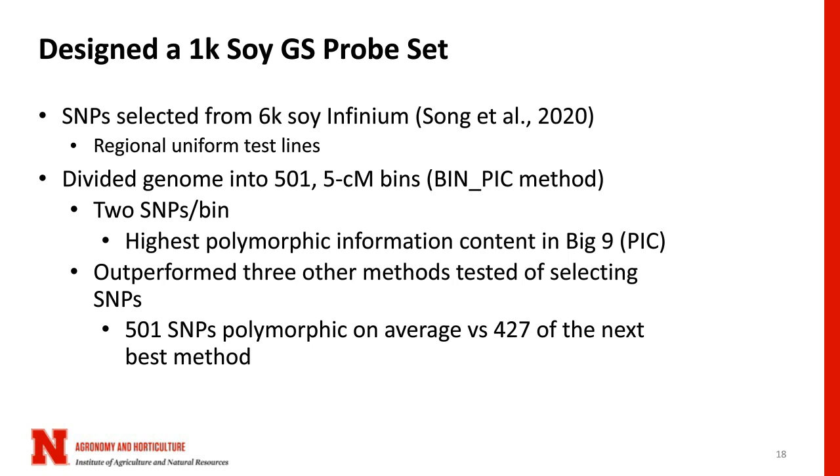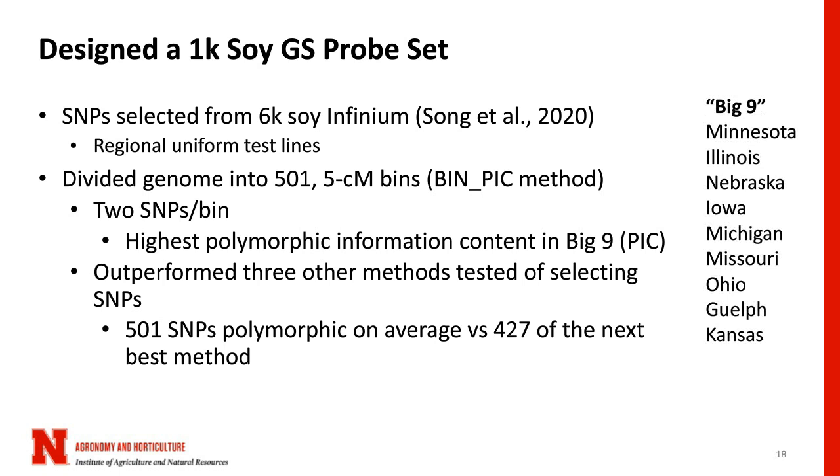And the Big 9 were basically lines that came from these programs because we were developing this genomic selection probe set to work in these different breeding programs. And what he found, using this method and comparing it to other methods for selecting SNPs, was that on average, whenever you took any random 2 lines from these different programs, it had on average 500 of the SNPs polymorphic compared to 427.